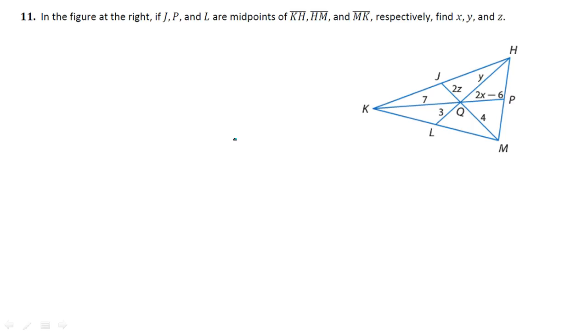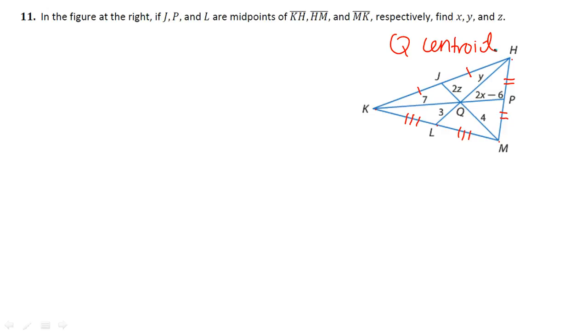All right, next I want you to look at number 11 because it's using the same thing. Here we know that we have medians because it tells you that J, P, and L are all midpoints of the sides. So one median would be MJ, the next one is HL, and the last median is KP. So the point where they meet, Q, is going to be that centroid.